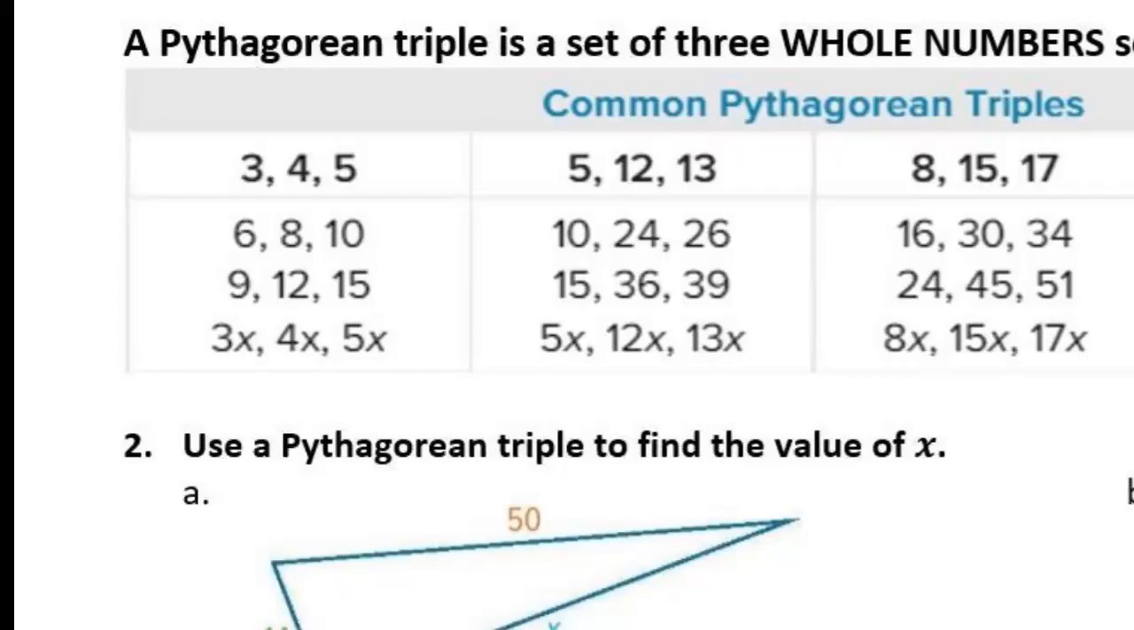We have a 5, 12, 13 Pythagorean triple. If you do 5 squared plus 12 squared, you get 13 squared. 25 plus 144 equals 169. 8 squared plus 15 squared equals 17 squared. 7 squared plus 24 squared equals 25 squared. So across the top, these are some of the very common Pythagorean triples.